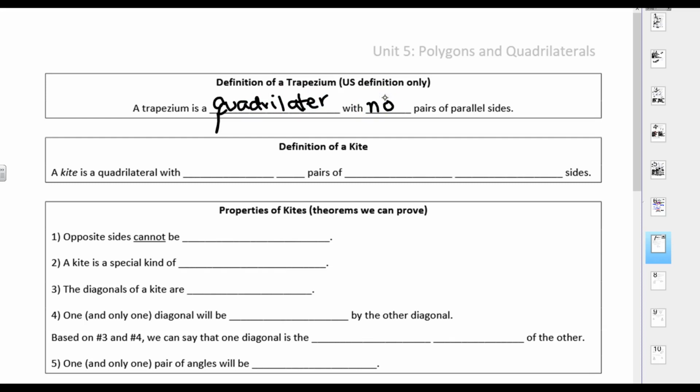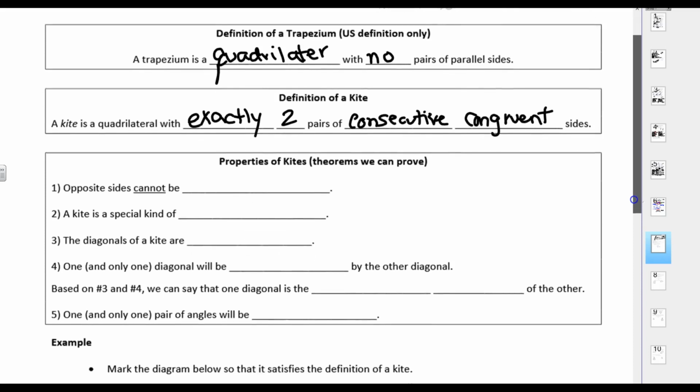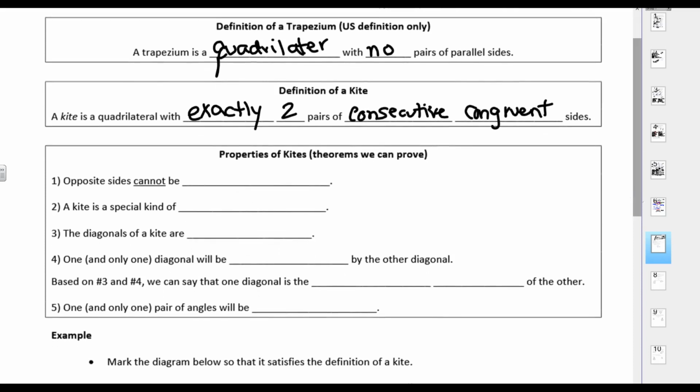And then we have a special kind of quadrilateral. A kite is a special kind of trapezium. A kite is a quadrilateral with exactly 2 pairs of consecutive congruent sides. So consecutive congruent sides. And what that means is that your opposite sides absolutely cannot be congruent. Your kite is a special kind of trapezium because there will be no parallel sides. The diagonals of a kite are actually perpendicular to each other. We'll mark all this here in a second.